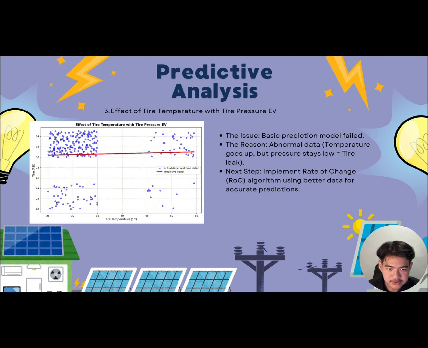So to fix this failure, we need a smarter approach. In the future, we will use a rate of change algorithm, and then we train it with better data. Using ROC and clean data, the system will accurately predict a slow leak or blowout before they become more dangerous.